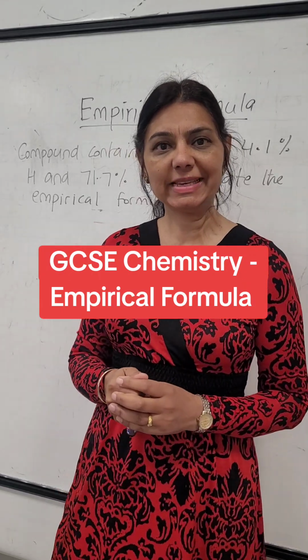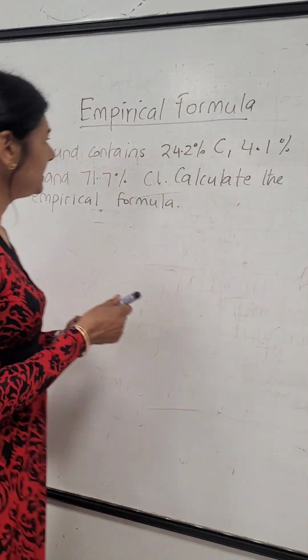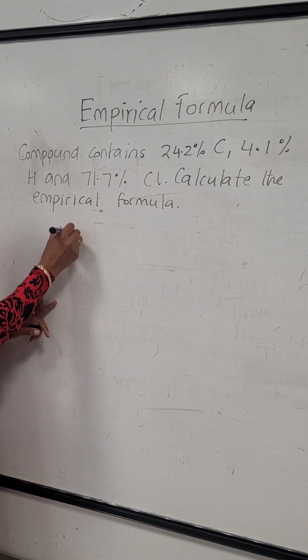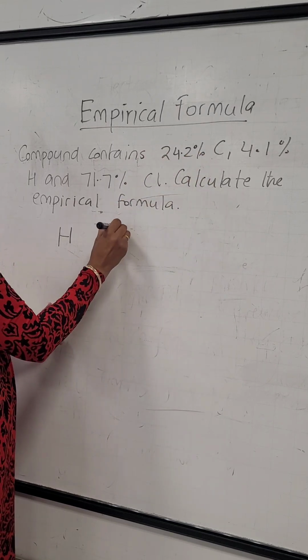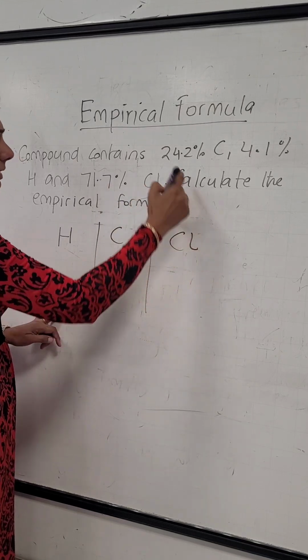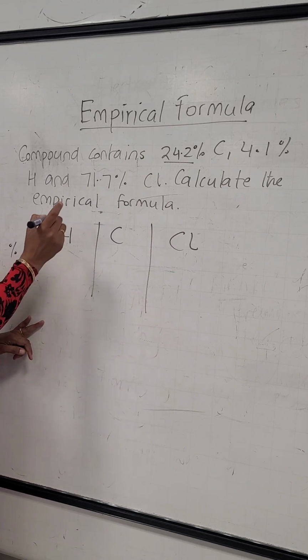That comes up in GCSE hard tier, triple tier and A level. So the easiest bit is to look at what you've been given. I normally write down the elements and make a table. So I've got carbon, hydrogen, and I've been given chlorine. Then write down the percentages I have.